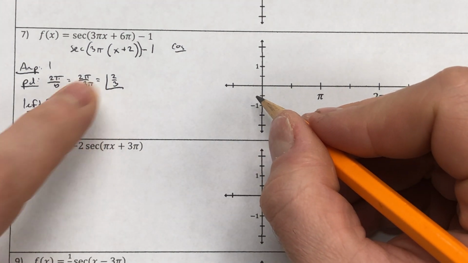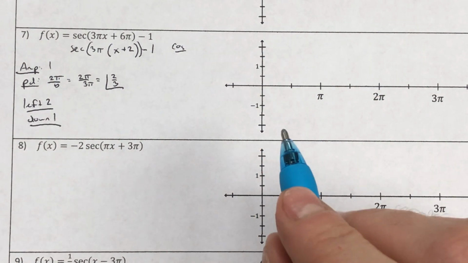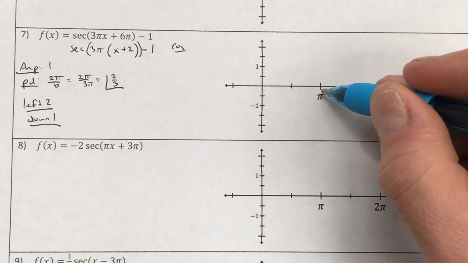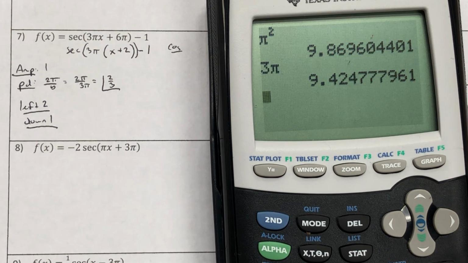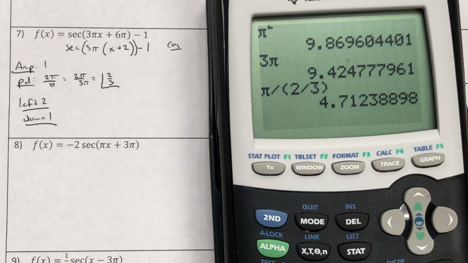Okay, I have whole number shifts, which means I'm going to have to reorient this graph. If I have 2/3, how many 2/3 are going to be in pi? Well, let's take a quick look. If I take pi and divide it by 2/3, there's 4, almost 5.